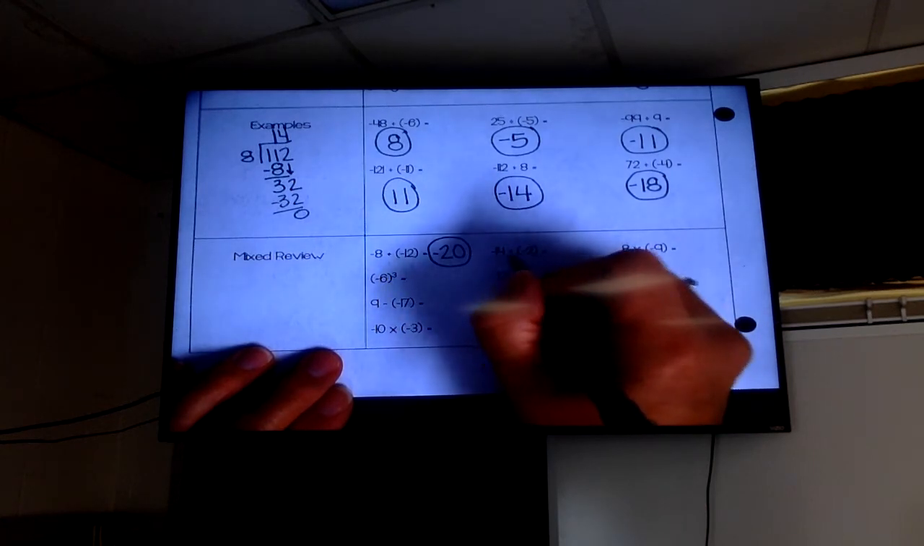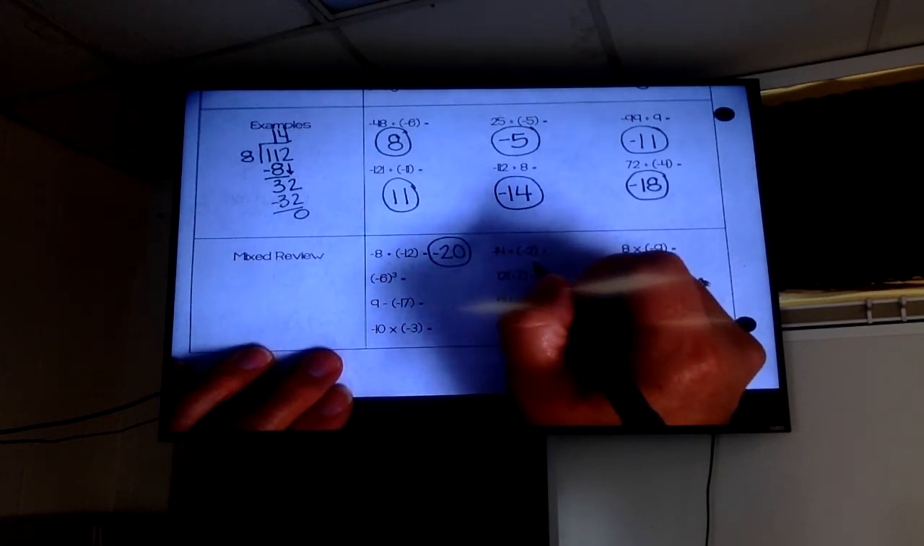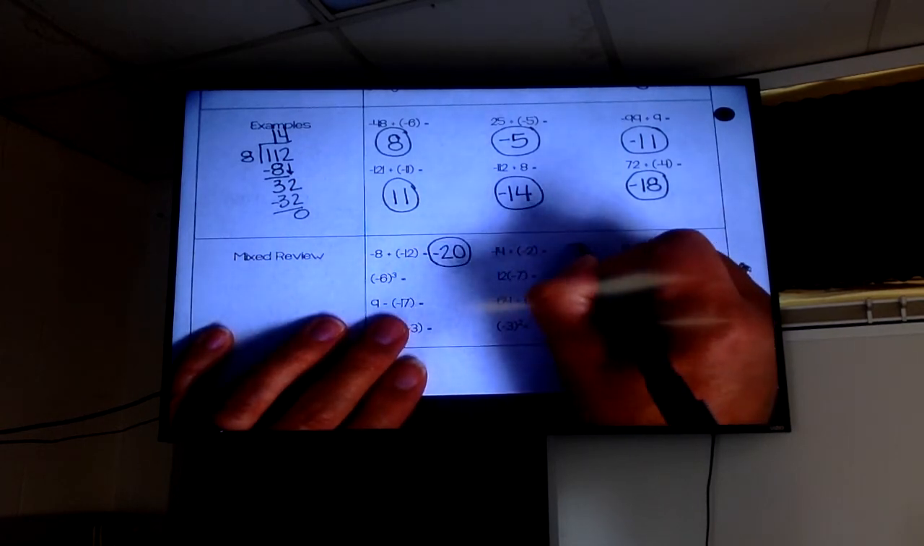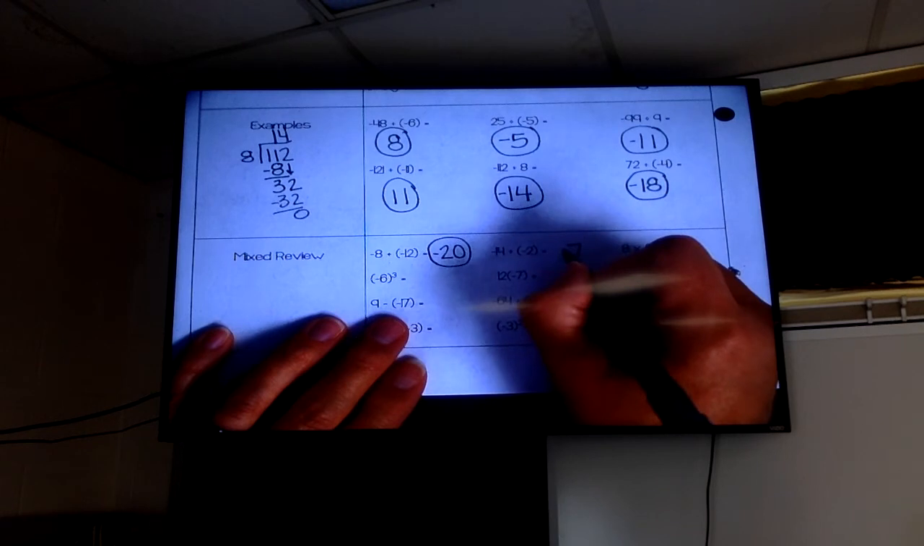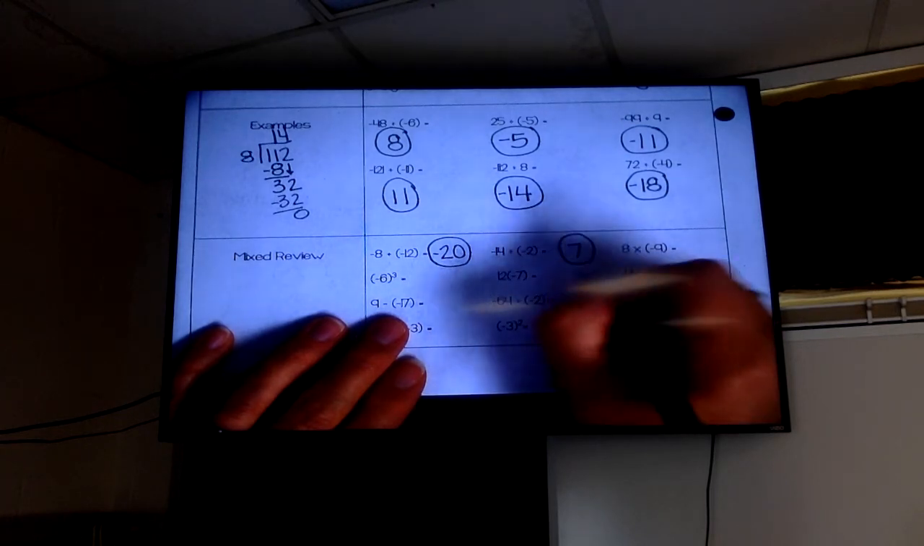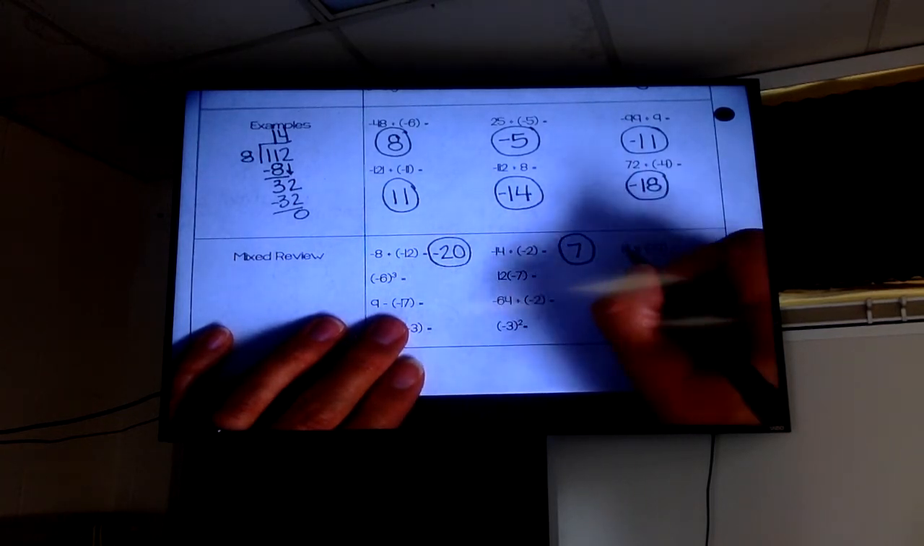Okay, here, division. Division, I just do the math as normal and then decide on the sign. So 14 divided by 2 is 7. My signs are the same, and same means positive. You could think of it as same means sum, and sum is an addition sign, so it's positive.